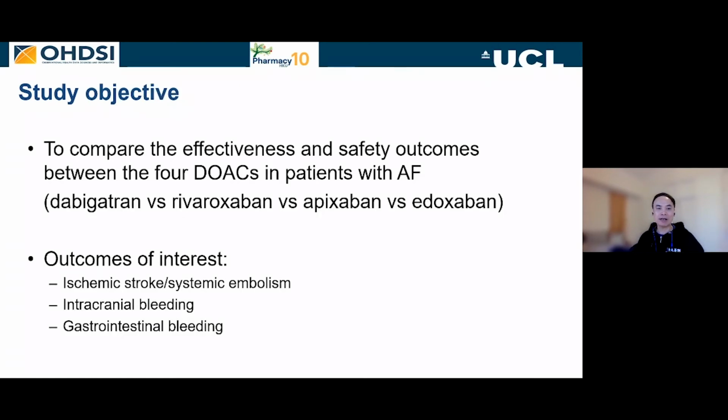So we came up with this idea that we really need to compare the effectiveness and safety outcomes of the DOACs. Currently on the market, there are four different ones: dabigatran, rivaroxaban, apixaban, and edoxaban. We're looking into the outcomes of interest: ischemic stroke, systemic embolism, intracranial bleeding, and gastrointestinal bleeding. These are the major outcomes that we are really keen to look into.